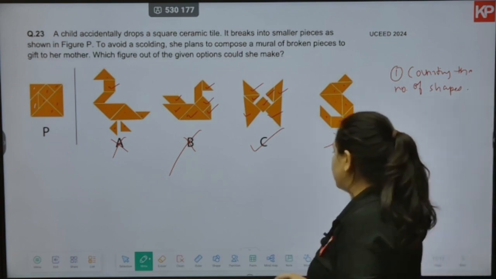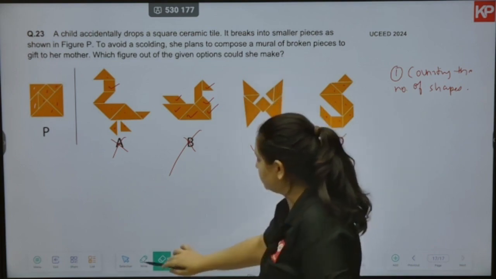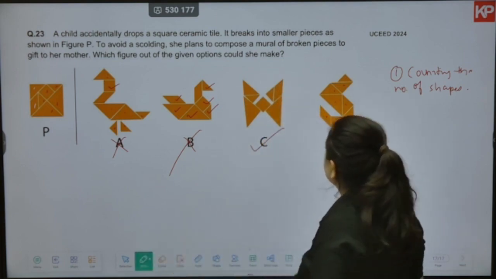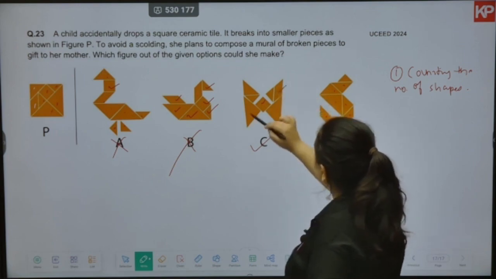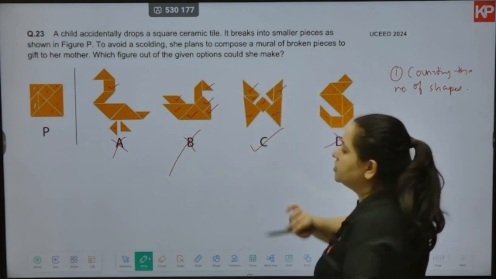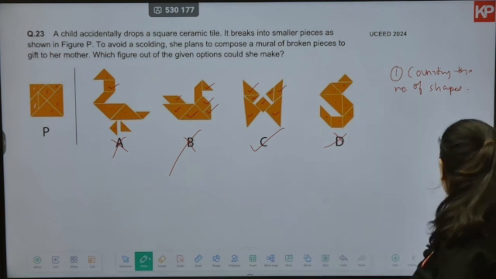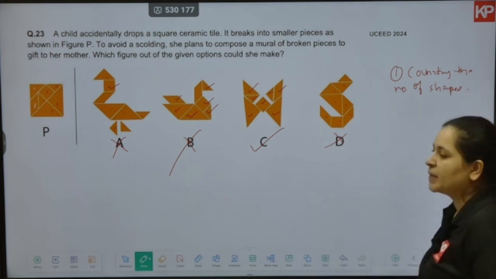Let us again check whether we've got the answer right or not. Okay, what do we need? A square. We need a parallelogram, we need two small triangles, we need one medium triangle and we need two large triangles. So we are double sure that option number C is correct for us.